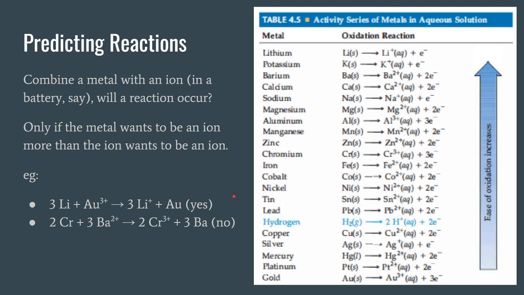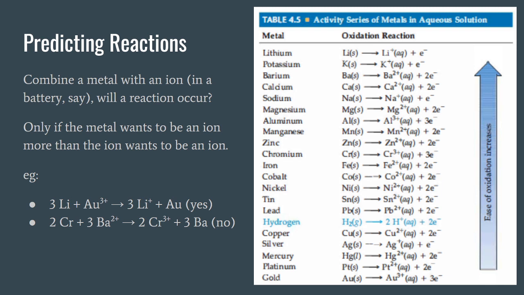So we can use the activity series. Yes, Max. Jason. Lithium is the metal we use in batteries. And that's why we use it in batteries. It's cheap and it's powerful.